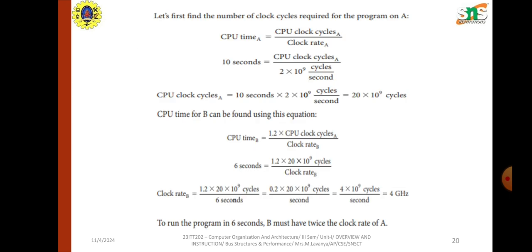Let us see. The formula is CPU time equals CPU clock cycles by clock rate, whereas this runs in 10 seconds, right? So 10 seconds equals CPU clock cycles divided by 2 GHz. It is represented as 2 into 10 to the power of 9 cycles per second. While inverting this, the CPU clock cycles of A is equal to 10 into 2 into 10 to the power of 9 clock cycles. So it can be written as 20 into 10 to the power of 9 cycles.